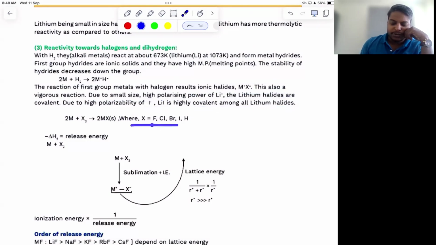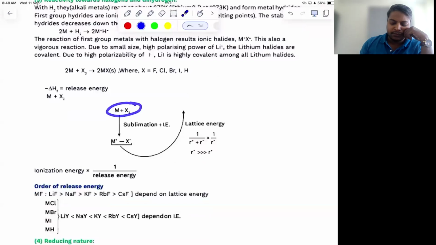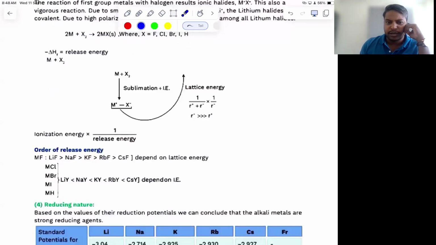So they will all form metal halides. Metal plus X2 will form M+ and X-. It all depends upon which one has more lattice energy. If the lattice energy is more, that means it will have more ionic character. If it is less, it will have more covalent character.